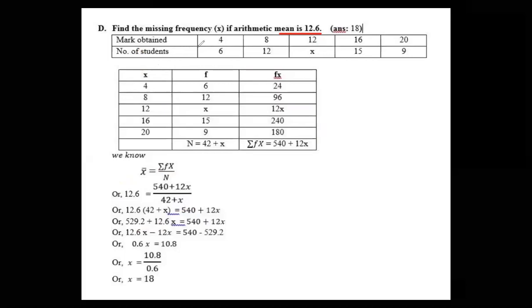Okay, so x means all these numbers, the upper numbers 4, 8, 12, 16 and 20, write them down in the form of x. Your number of students, write down in the form of f. 6, 12, x, 15, 9. Okay, these are the numbers. Then what is our process? Add the f values. So 6 plus 12 plus x plus 15 plus 9. 6 plus 12 is 18, 18 plus 9 is 27, 27 plus 15 is 42. Okay, 42 plus x.